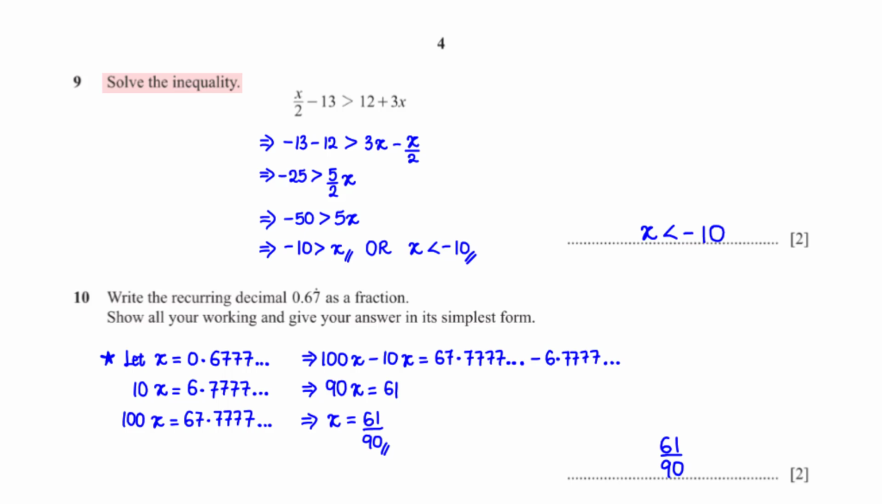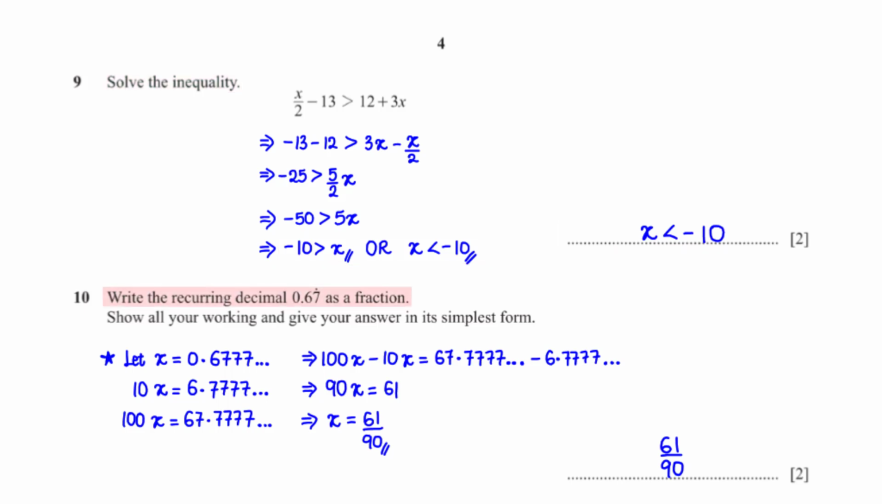Solve the inequality. x over 2 minus 13 is greater than 12 plus 3x. When we group like terms, this is what we have. Negative 13 minus 12 is negative 25, and 3x minus half x is 5 over 2 x. When we multiply both sides of the inequality by 2, this is what we get. When we divide both sides by 5, this is what we have. This is the same as writing x is less than negative 10.